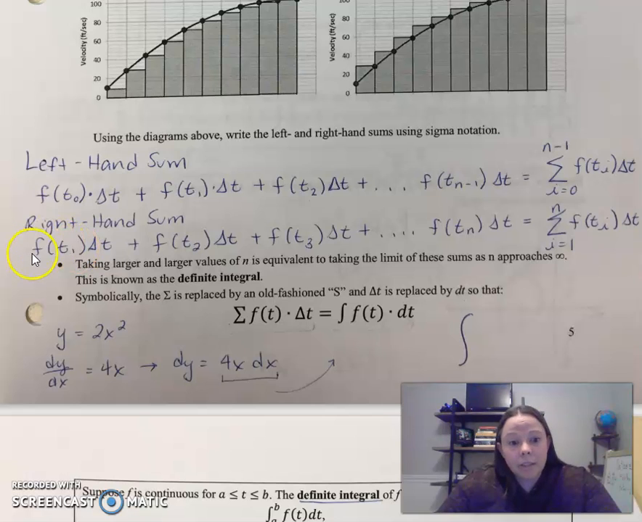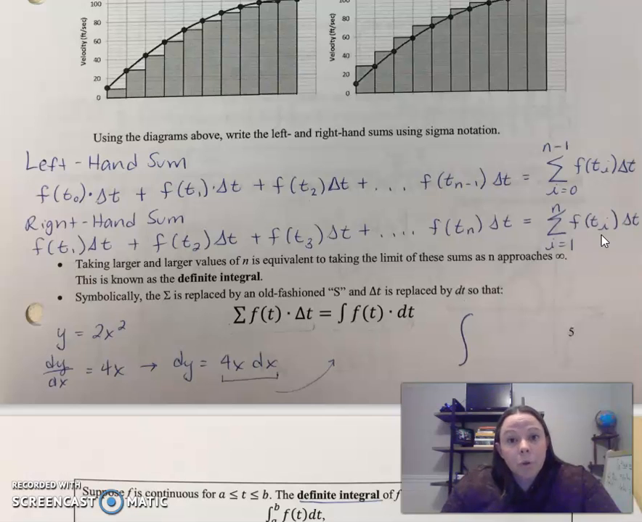Now, if you do the right-hand sum, same idea, but now you start one data point over. You start with the first set of data after t initial. And then you get to stop at t sub n. And that's what this notation is.